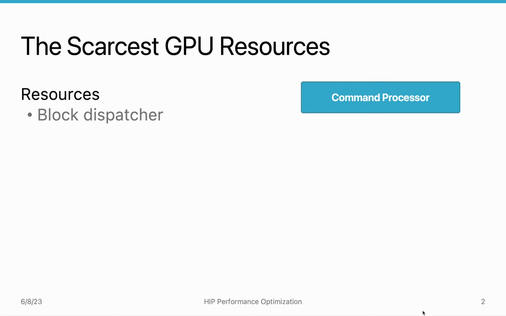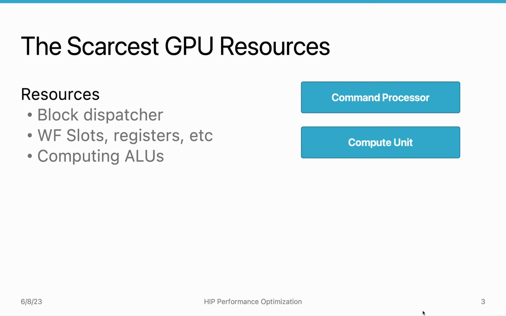At the beginning, we have the command processor. The command processor is the gateway between the CPU and GPU. It is also responsible for dispatching the blocks of a kernel to the compute units. Therefore, here we have the block dispatcher as a resource.